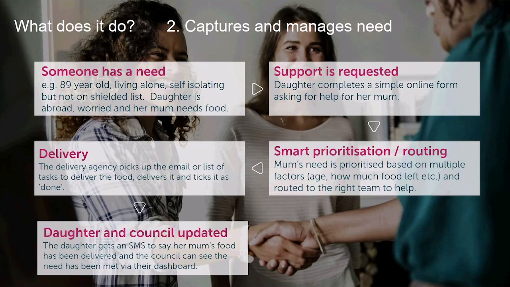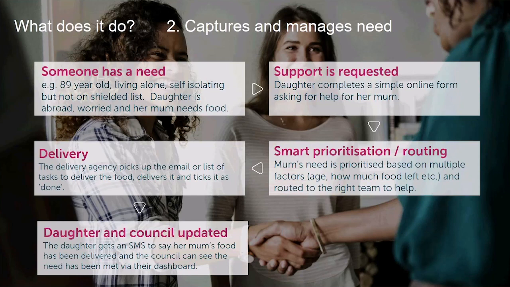In exactly the same way as previously, the delivery agency or volunteer picks up the email or the list of tasks to be done and simply clicks when those things are complete. What's lovely about this is that the daughter can also be updated. So at a time when needs are critical and demand is very high within local authorities, the last thing councils need are repeat calls being made to say, where's this up to? So the daughter will get an SMS message to say that her mum's food's been delivered, and the council has a dashboard so that they can very clearly see what's been done, when and by whom.